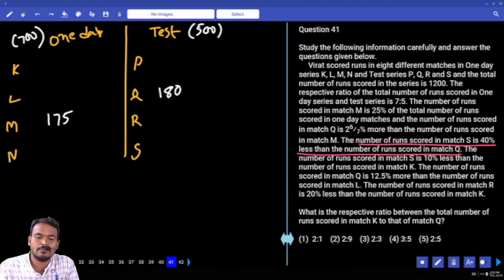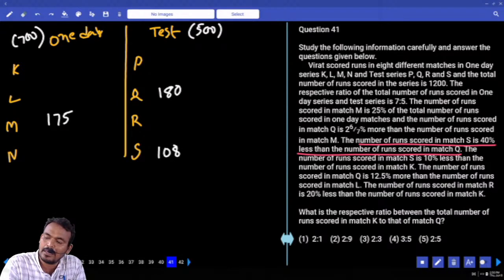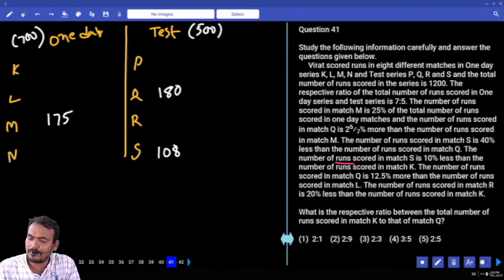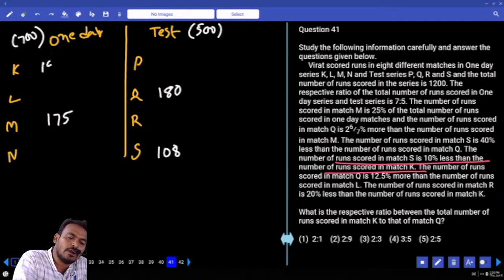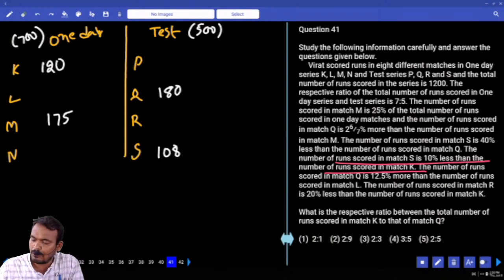Next, the number of runs scored in match S is 40% less than the runs scored in match Q. Q value is 180. In that, 40% lesser is 72 less. What is the remaining? 108. Next, the runs scored in match S is 10% less than the runs scored in match K. Suppose K is 100%, then S is 90%. 90% is 108. Then 100%? 120. So K value is 120.